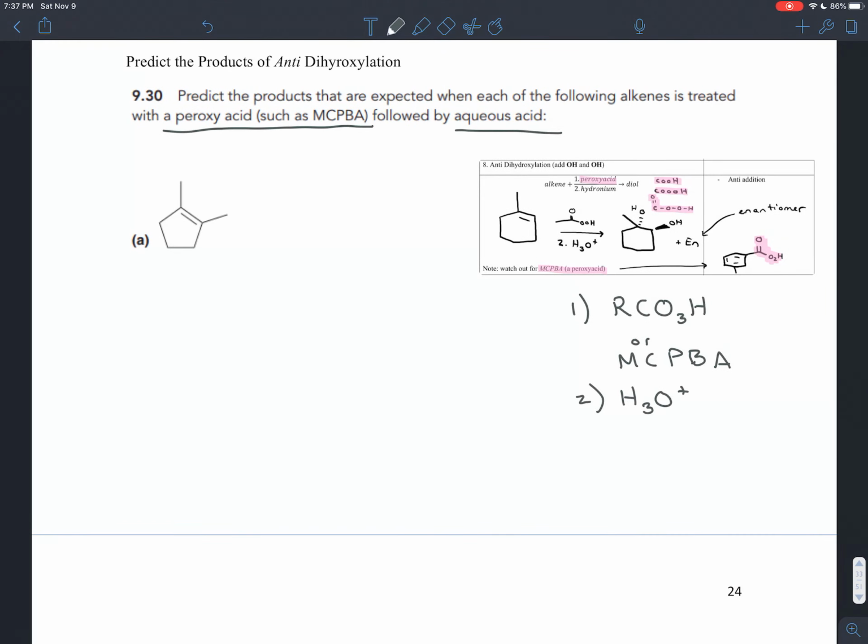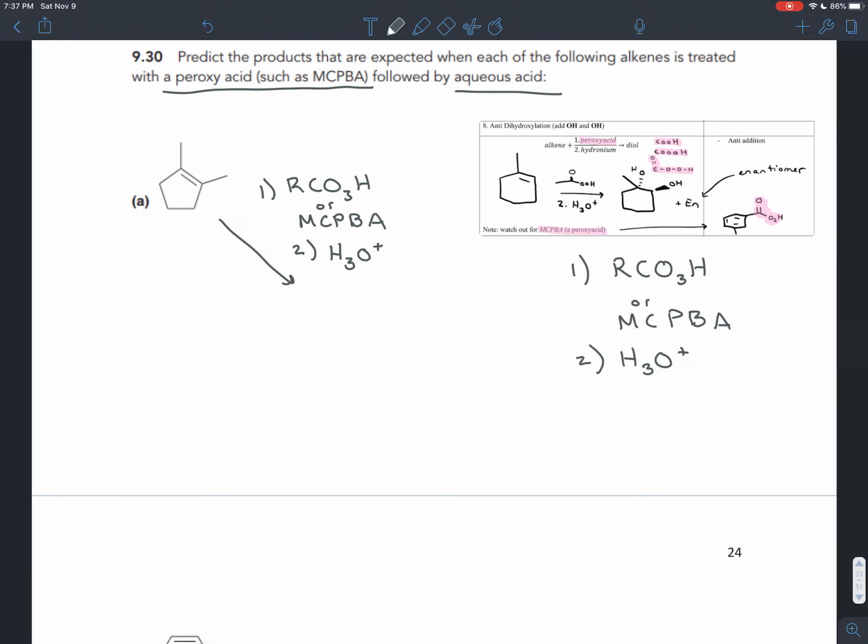In this one, let's think about those mechanistic details just in terms of synthesis. So if you have this alkene and you treat it with, first, either any peroxy acid or specifically metachloroperoxybenzoic acid, MCPBA, and then follow that up with an acid wash with H3O+, you'd say, okay, I see an alkene, I know we're doing an addition reaction, as opposed to substitution or elimination. So I'm going to redraw that carbon skeleton exactly as it is, just without the pi bond.